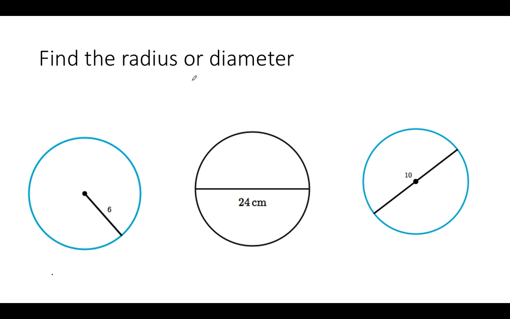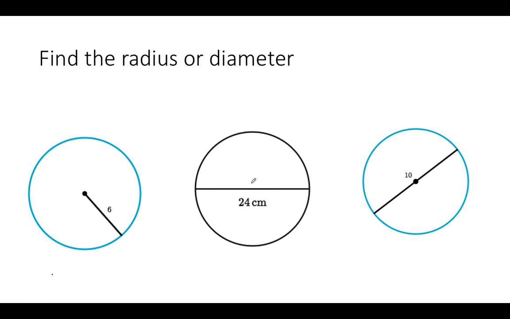Okay, find the radius or diameter. So over here, if we're looking at radius and diameter, you're going to figure out the one that we don't have. So this one we see radius. So how do we know what the diameter is? So this is 6 times 2 to figure out the diameter. The diameter would be 12.